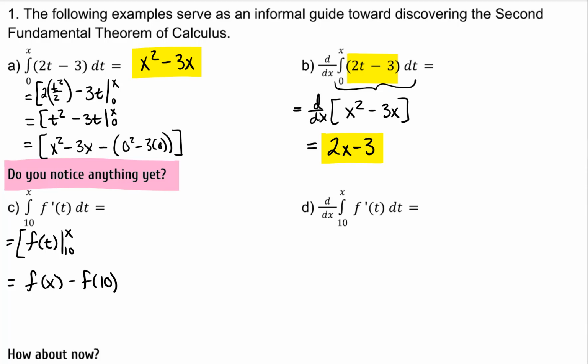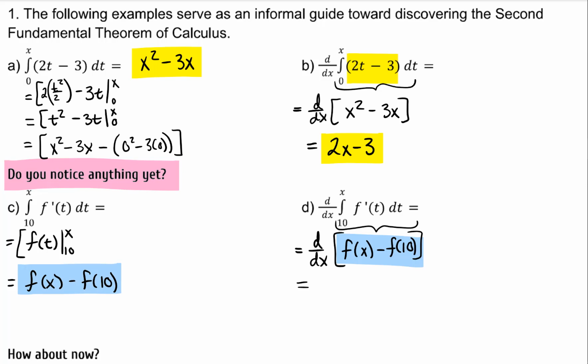Now, if we were to derive the integral from 10 to x of f prime of t, we just need to take the derivative of our result from part C. When deriving f with respect to x, the derivative is f prime of x. But to derive f of 10, that's just going to be a number, and the derivative of a number or a constant is 0. So how about now?